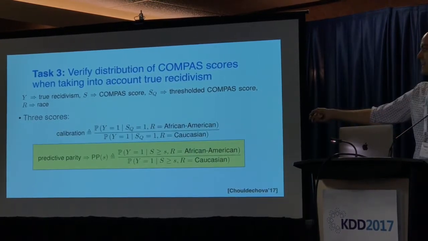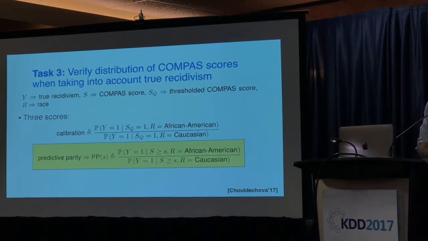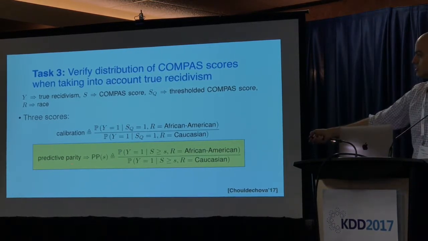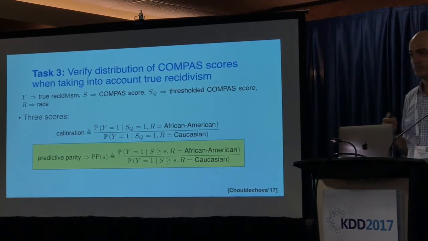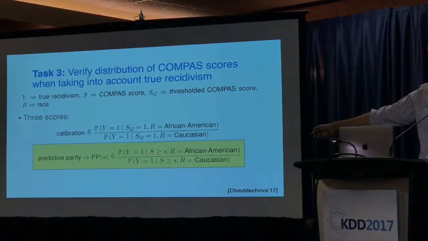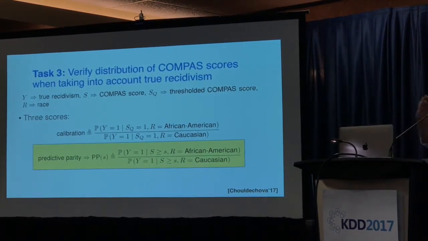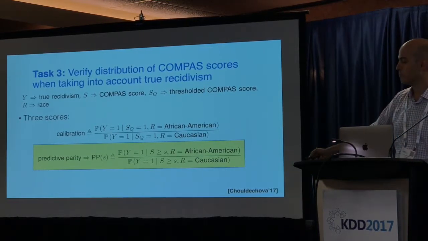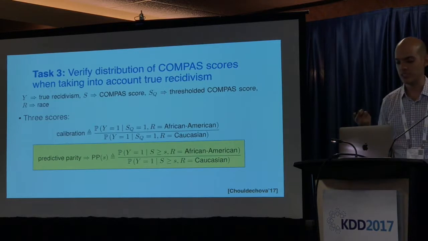So, of course, you might be asking, why did you say 5 as a threshold, right? We might want to look at different thresholds and see how that affects your scores. This is what I define here as predictive parity. Basically, what is the true recidivism rate, Y equals 1, given that your COMPAS score is larger or equal than a certain value S, for African Americans divided by Caucasians. So this gives you the ratio, the difference between the true recidivism rate, given that you received a high COMPAS score.